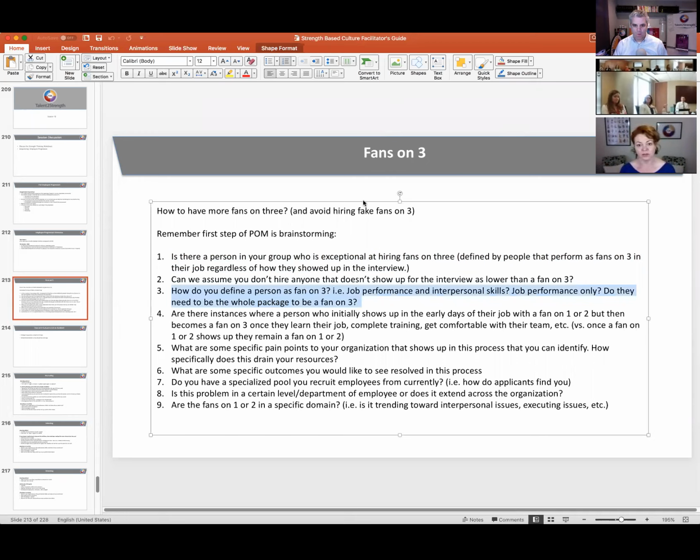Because for a fan on 3, I want you to know if you agree or not. Do you all across the board recognize, oh, that person is a fan on 3, and we all are clear that's true? Or maybe somebody thinks that person's a fan on 3 and another says, in my experience, they're a fan on 1. So let's talk about that for a minute. Do you feel like you have alignment as a group around who the fans on 3 are?